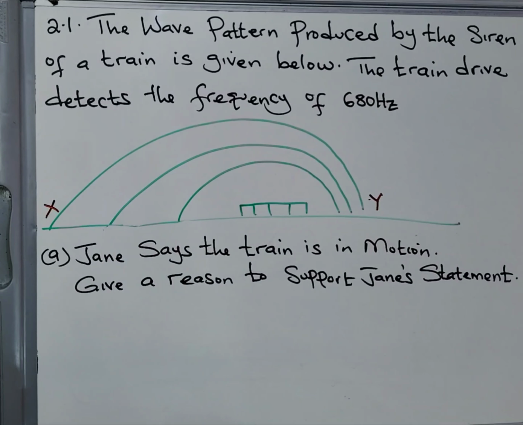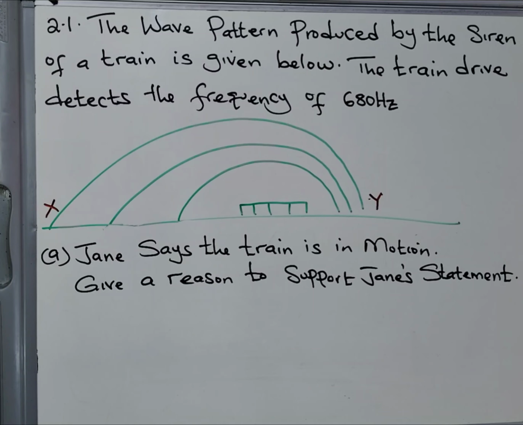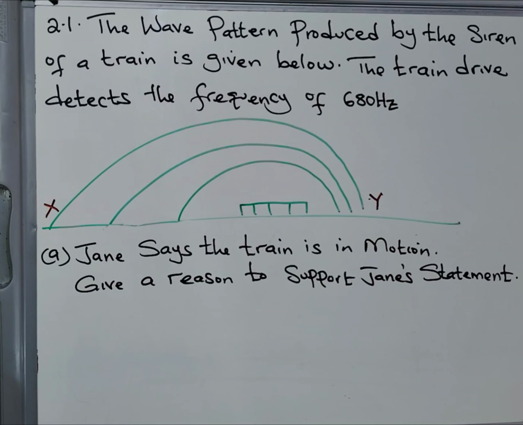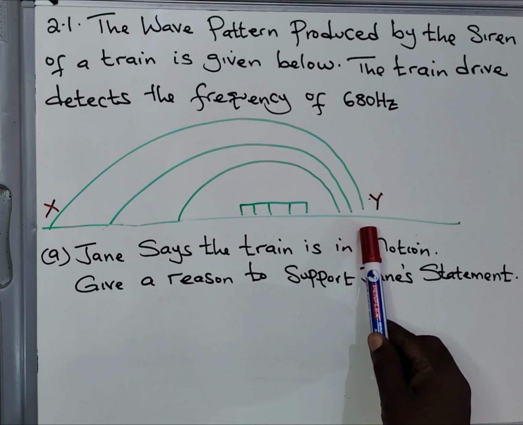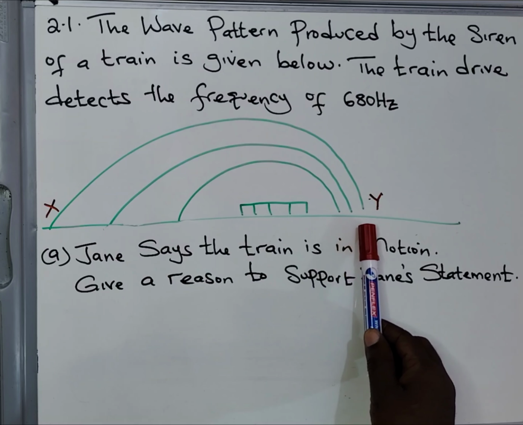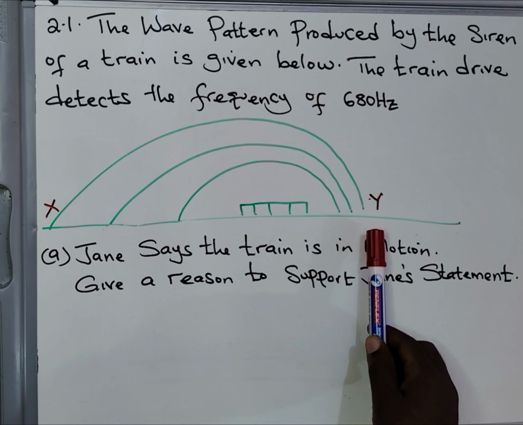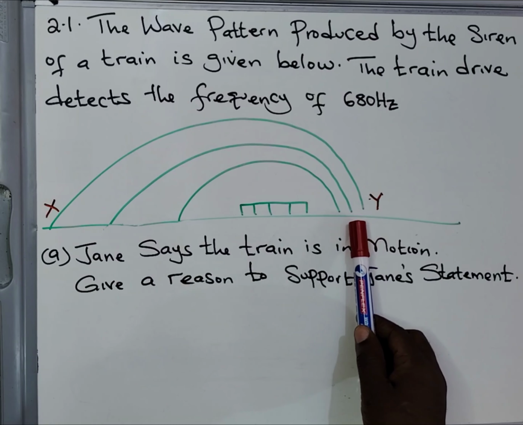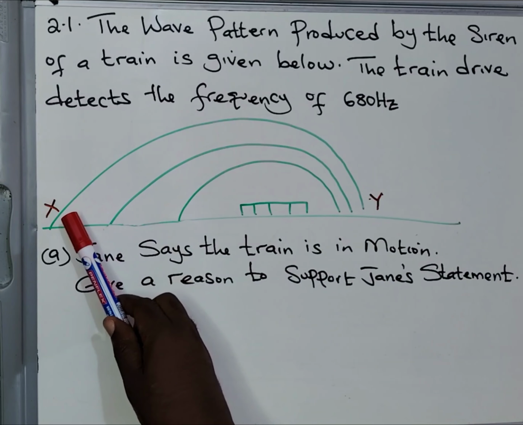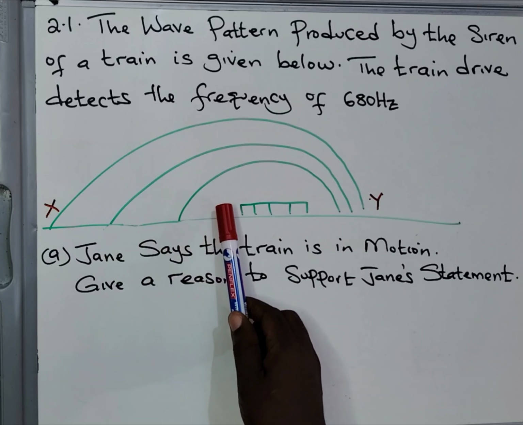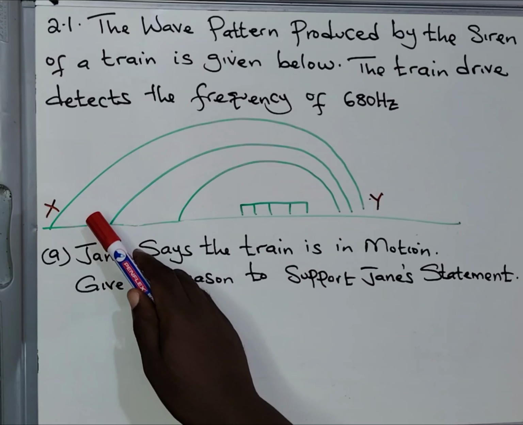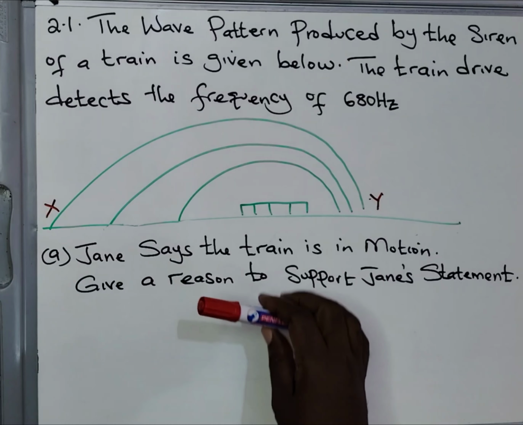So when you look at this pattern, what do you see? What we see is non-uniformity of the pattern. Towards Y, we see what we call compression. The wave fronts are close together, creating shorter wavelength, leading to higher frequency. While towards X, we are looking at wave fronts which are very much spaced, leading to longer wavelength. So that's what we have.